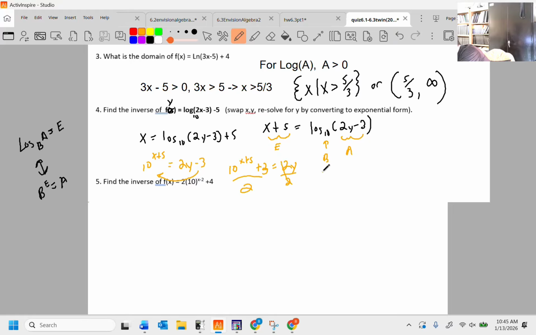Now, since that isolated y, 10 to the x plus 5 plus 3 all over 2 is going to be the inverse of f of x. All right, got another one right underneath it. Find the inverse of f of x equals 2 times 10 raised to the x minus 2 plus 4. And we'll just go through and do our first step. We'll swap x and y.